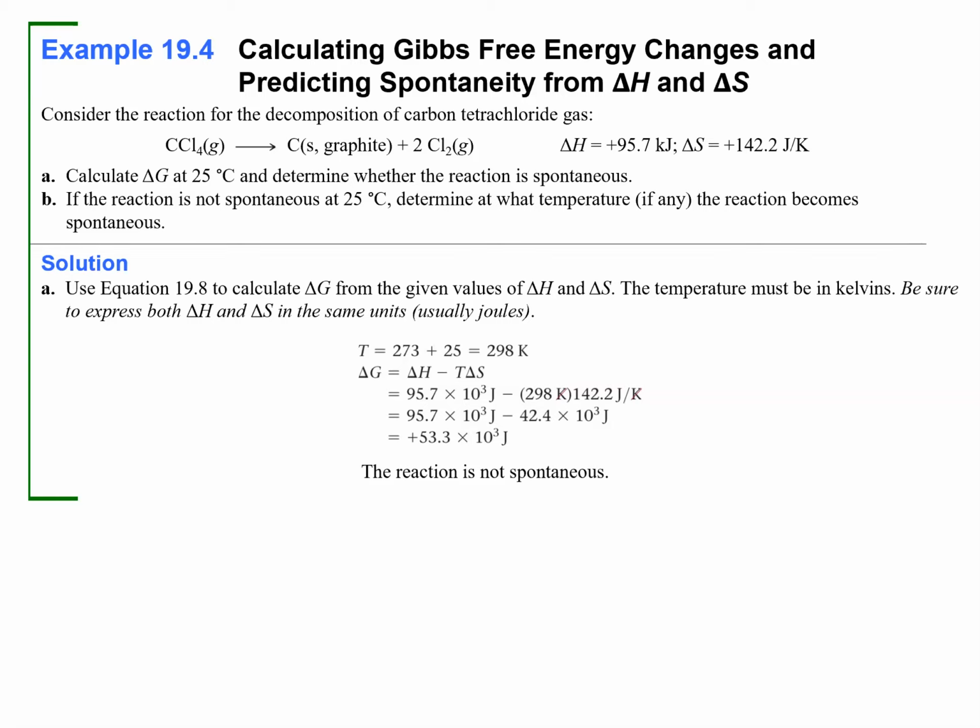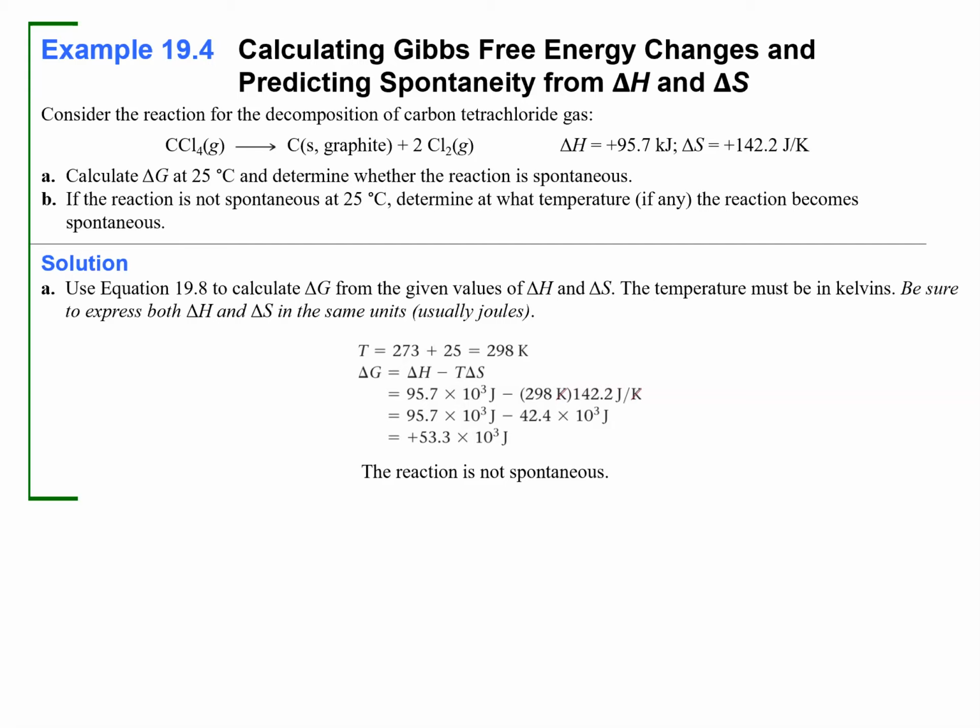We have a delta H for this, which is positive 95.7 kilojoules, and we have a delta S for this, which is also positive, 142.2 joules per Kelvin. So A, calculate delta G at 25 degrees Celsius, standard state, and determine whether this reaction is spontaneous. Remember, delta G equals delta H minus T delta S, and we have all of the things we need for that. If the reaction is not spontaneous, for part B, at 25 degrees Celsius, determine at what temperature, if any, the reaction becomes spontaneous.